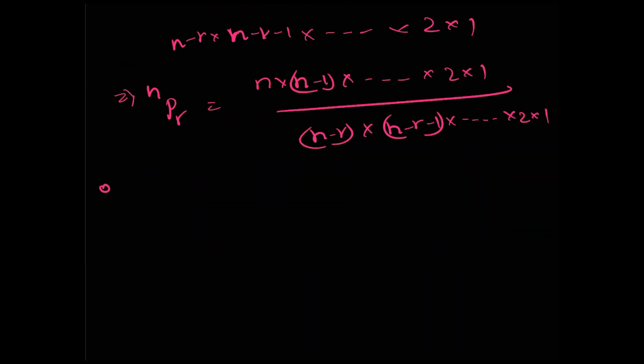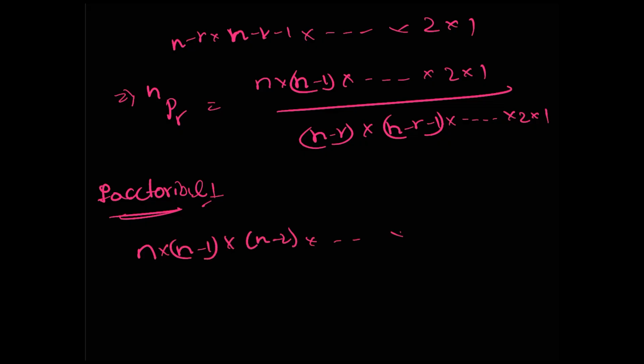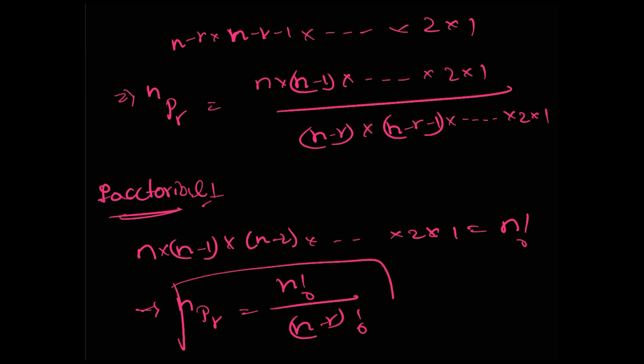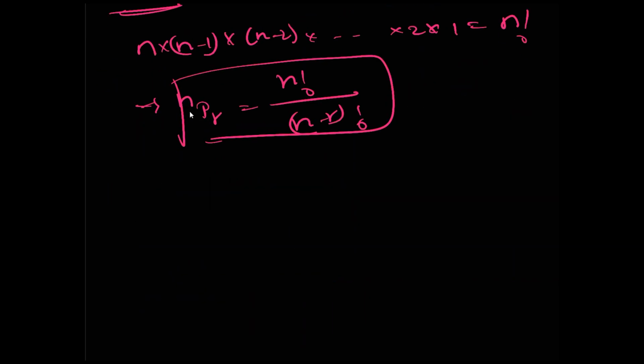Now factorial. We denote n into n minus 1 into n minus 2 into so on into 2 into 1 as n factorial. Then nPr will be n factorial by n minus r factorial. Therefore, the formula for permutation of r objects from n different objects will be n factorial by n minus r factorial.